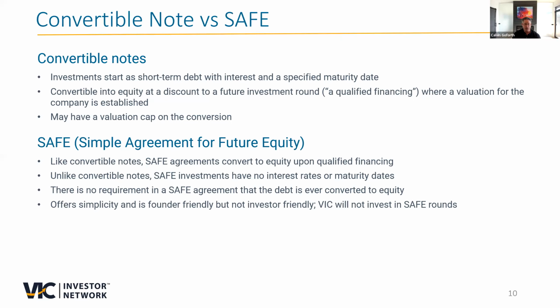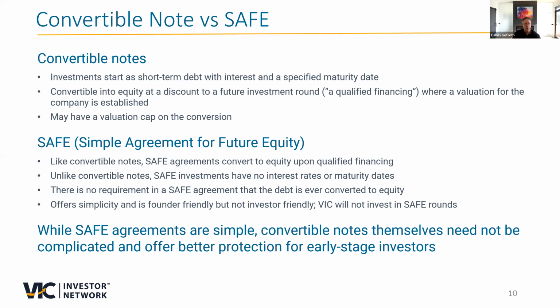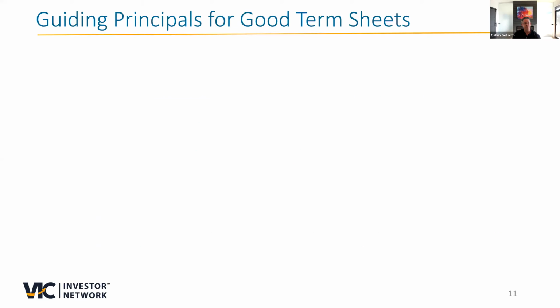SAFE agreements do offer simplicity, and they are very founder friendly, but they are not investor friendly, in my opinion. And VIC will not invest in SAFE rounds. Also, while SAFE agreements are simple, convertible notes themselves need not be complicated, and they offer better protection for early stage investors.